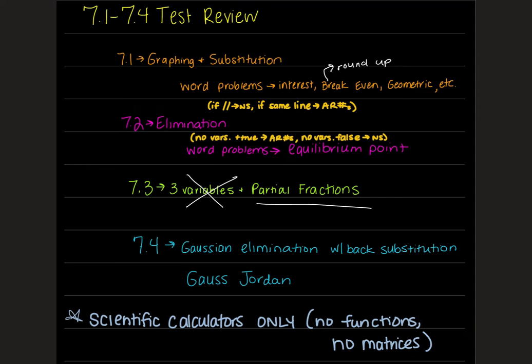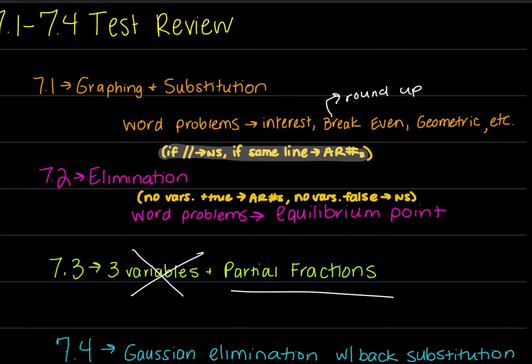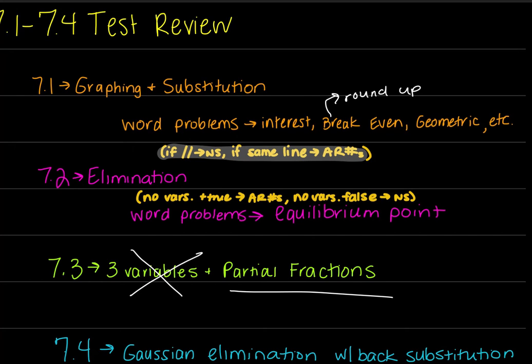And remember for those, there's special cases. So that's in here. If you're doing the graphing, the special cases are that if the lines are parallel, there's no solution. If it's the same line, it's all real numbers. And for elimination and substitution, the special cases are if there's no variables and what's left is true, then it's all real numbers. If there's no variables and it's false, it's no solution. So that also worked for substitution.